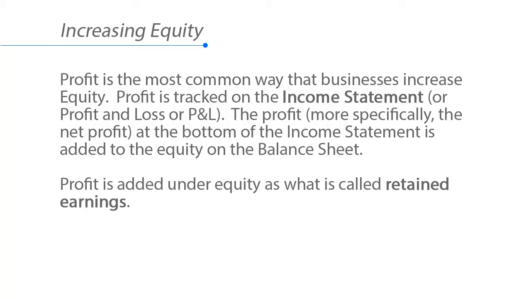Profit is the most common way that businesses increase equity. Profit is tracked on the income statement, or the profit and loss, or P&L as it's sometimes called. The profit, or more specifically, the net profit, at the bottom of the income statement is added to the equity on the balance sheet. Profit is added under equity as what is called retained earnings.